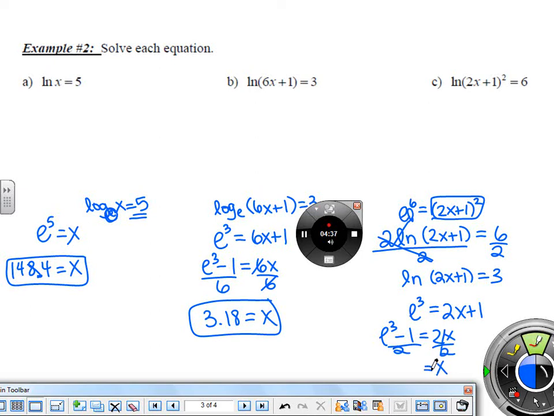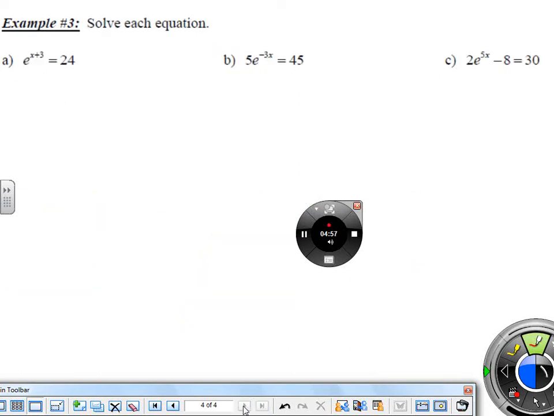So again, you would leave that expression like that without a calculator, but with a calculator, you would calculate e to the 3rd, subtract 1, and divide that whole thing by 2, leaving you with 9.54. Same way we solved log equations before, this time just using that base of e.